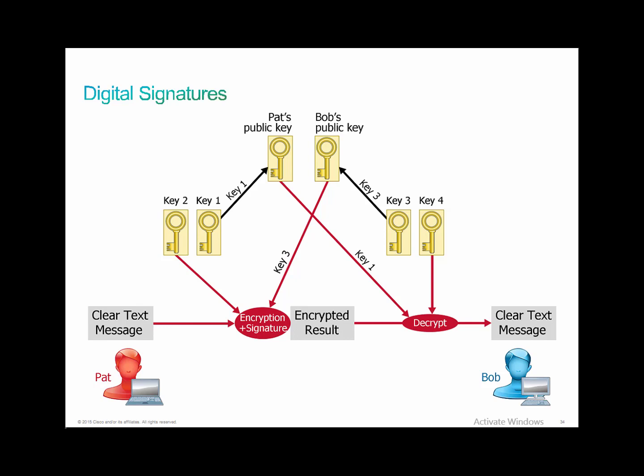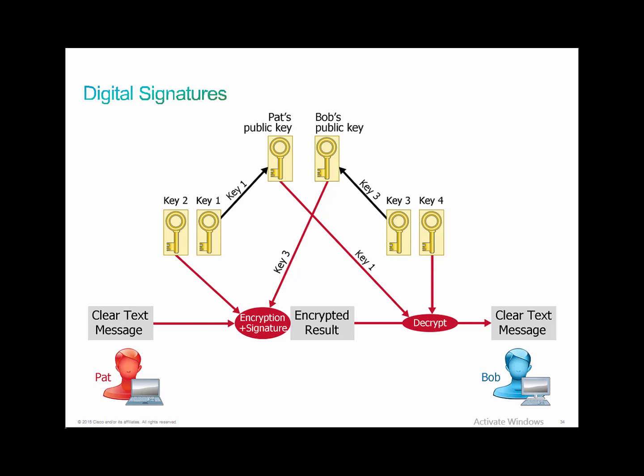So applying the public key that Bob allows Pat to encrypt the message with, what it ends up happening is that Bob can decrypt it, applying his private key as proof of identity. All right. What this is called is essentially signing the message with a digital signature or an electronic signature. All right.